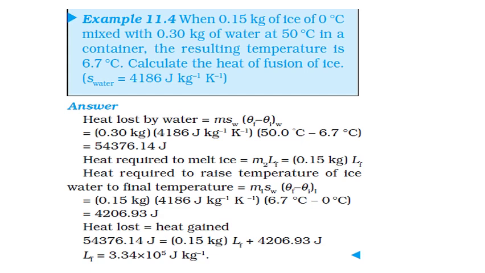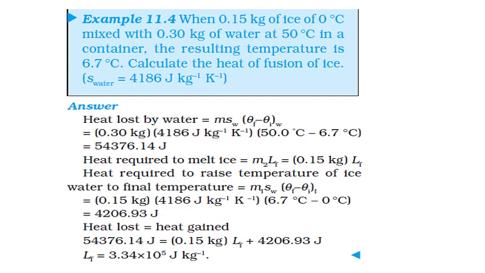You know that heat lost by water will be m s delta theta, or change in temperature you can say. By putting the values, you will get it as 54376.14 joule. Heat required to melt ice is m2 into LF, and by putting the value, you will get the value.